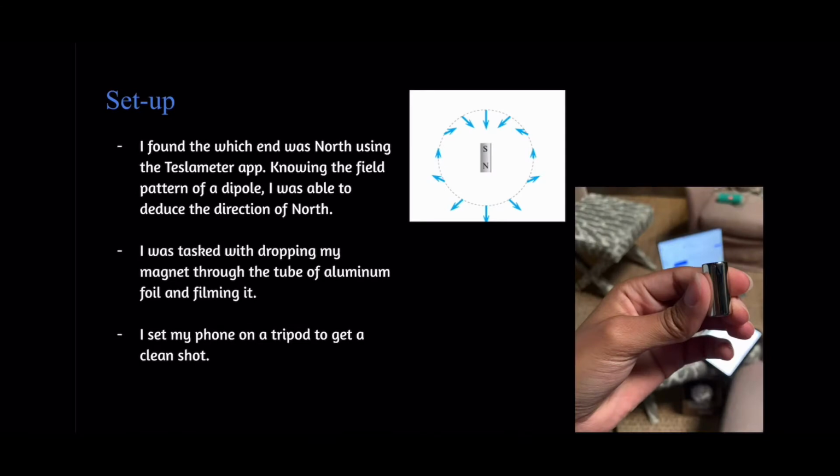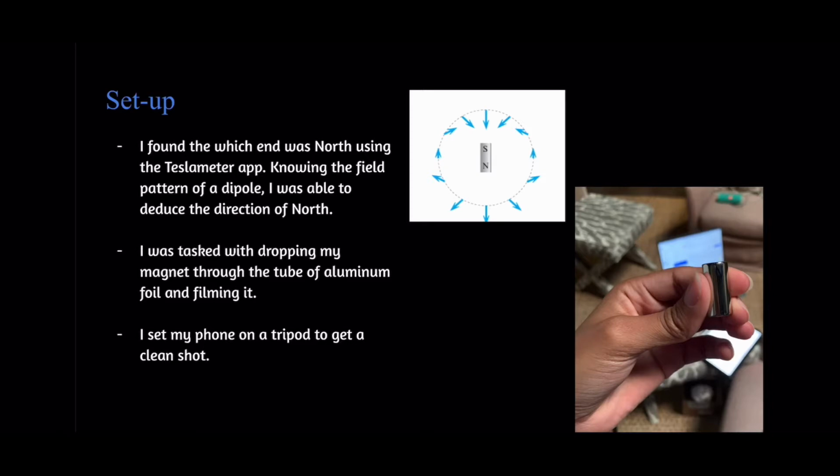The setup began by locating which end of the magnet was north using the Teslameter app. Knowing the field pattern of a dipole, which is shown to the right, I was able to deduce the direction of north. I was tasked with dropping the magnet through the tube of aluminum foil and filming it.